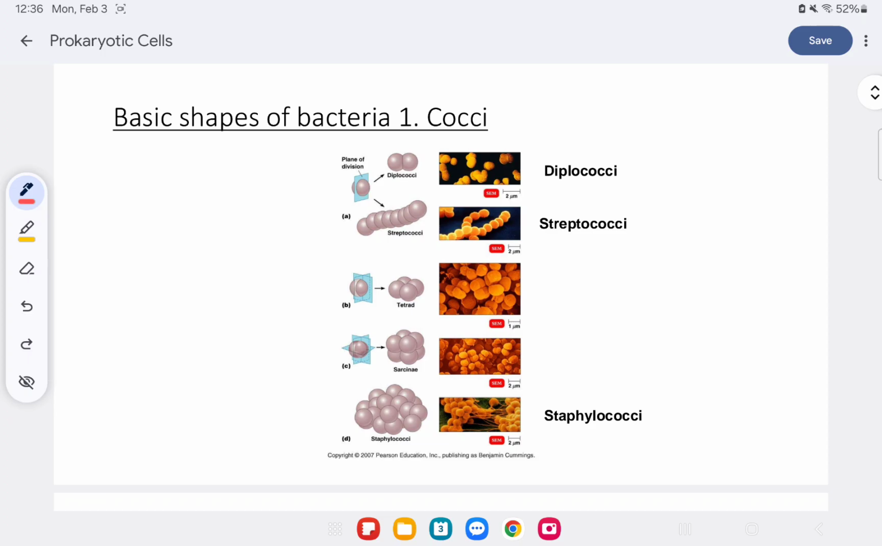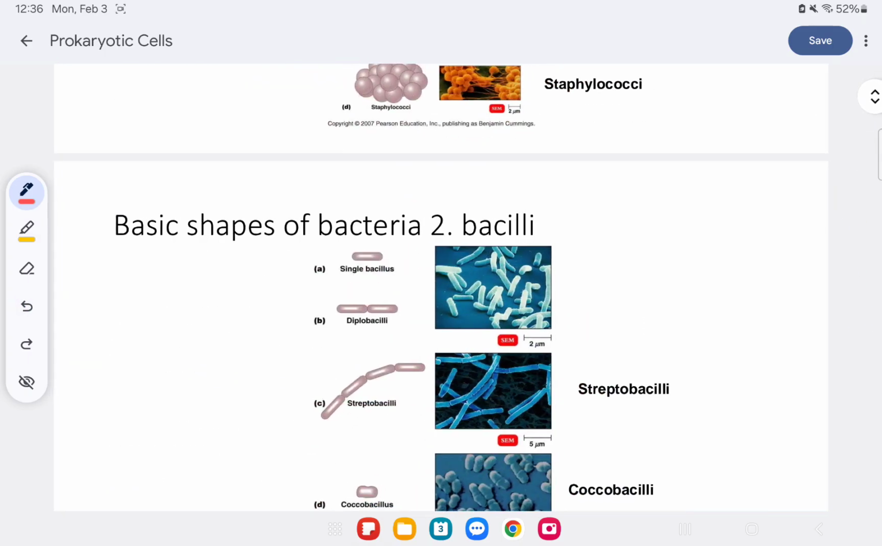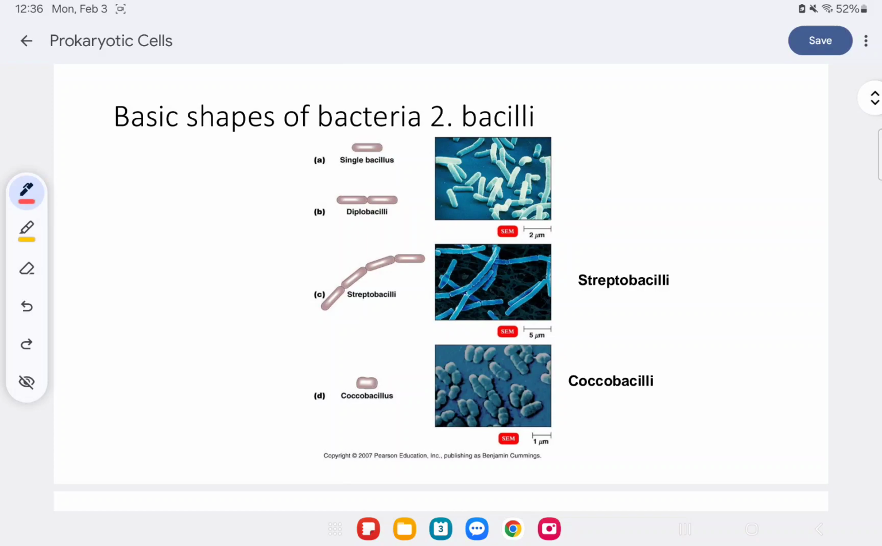There are some that are kind of not quite a cocci and not quite a bacillus. This is the coccobacillus. And in fact, Streptococcus thermophilus that we looked at many times in the lab, that's the other one next to lactobacillus that makes yogurt, it's more like a coccobacillus, more like an oval.